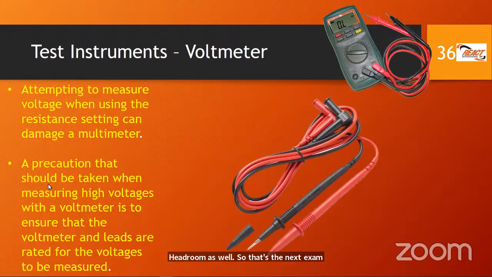A precaution that should be taken when measuring high voltages with a voltmeter is to ensure that the voltmeter, that's this, and the leads, here are our leads, are rated for the voltages to be measured. It should not be any lower. It can certainly be higher or much higher in terms of its rating, but never lower.